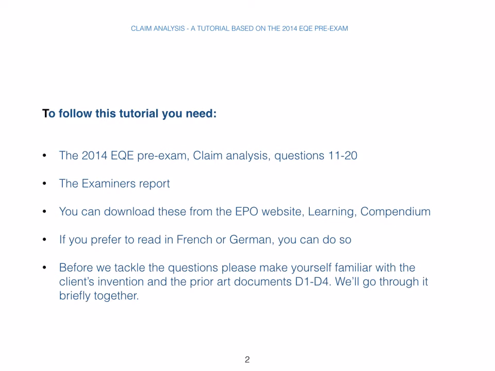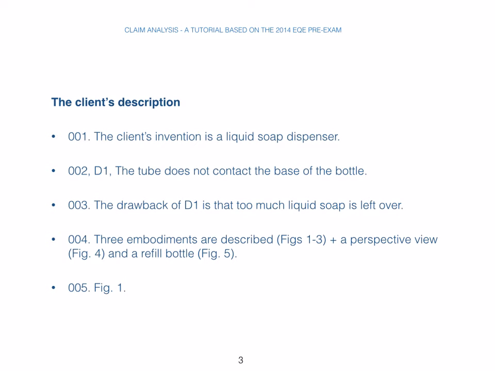Before we tackle the questions, please make yourself familiar with the client's invention and the prior art documents D1 to D4. We'll go through these briefly together. Turning now to the client's description, you will see in paragraph 1 that the present invention relates to liquid soap dispensers, which is going to be the subject of this tutorial.